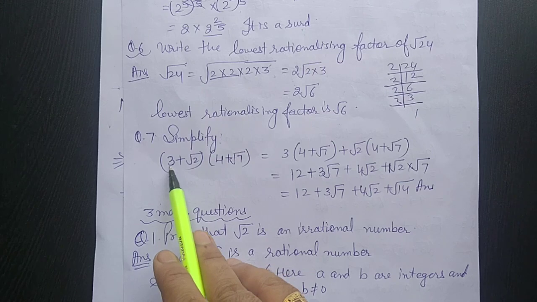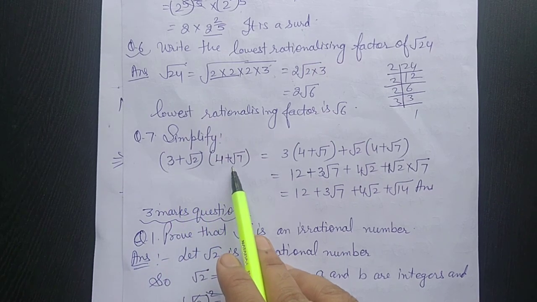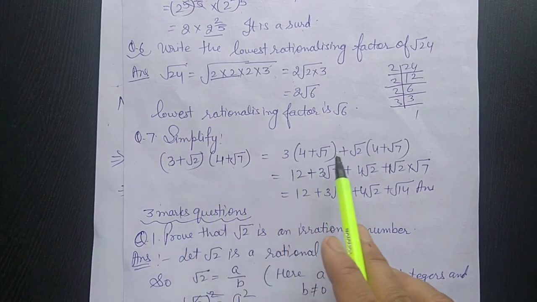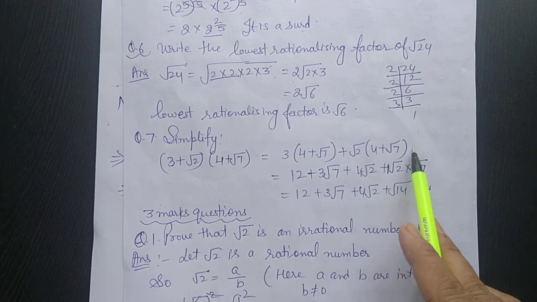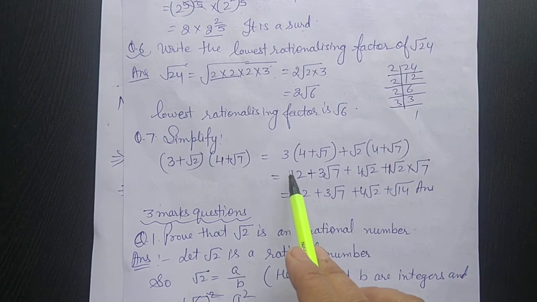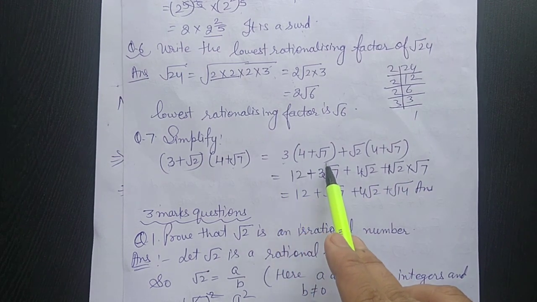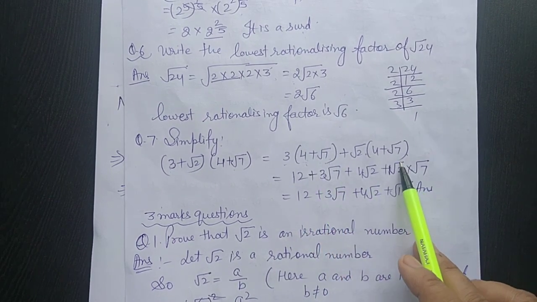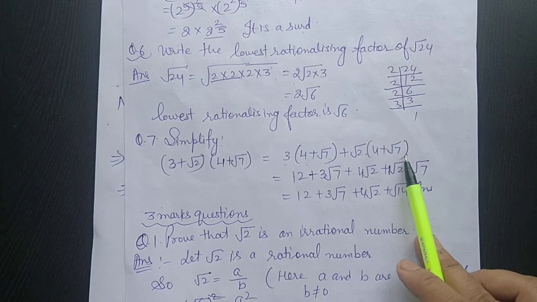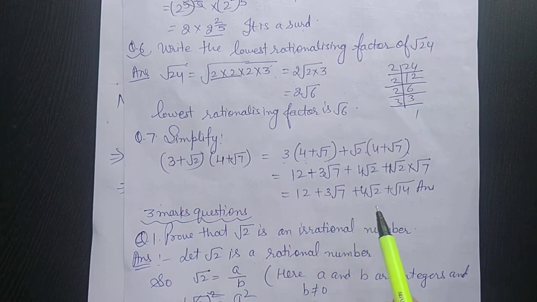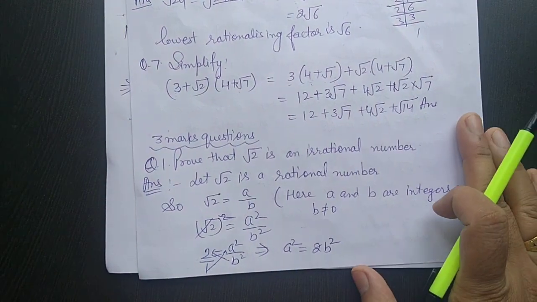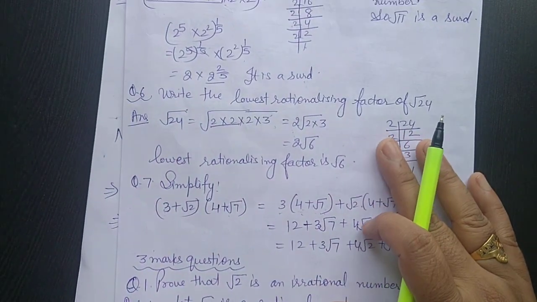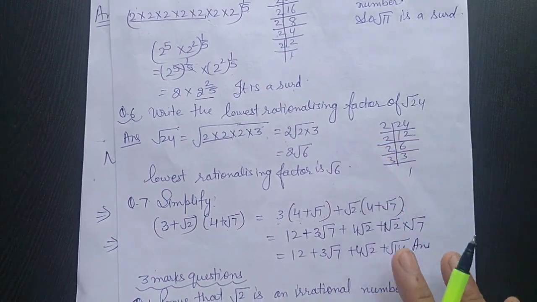First of all, you will multiply 3 with the next factor, then square root 2 with the 4 plus square root 7. So 3 will multiply these two terms, and square root 2 will multiply these next two terms. After this calculation you will get the answer. Similar questions can also come. This is the sample only.